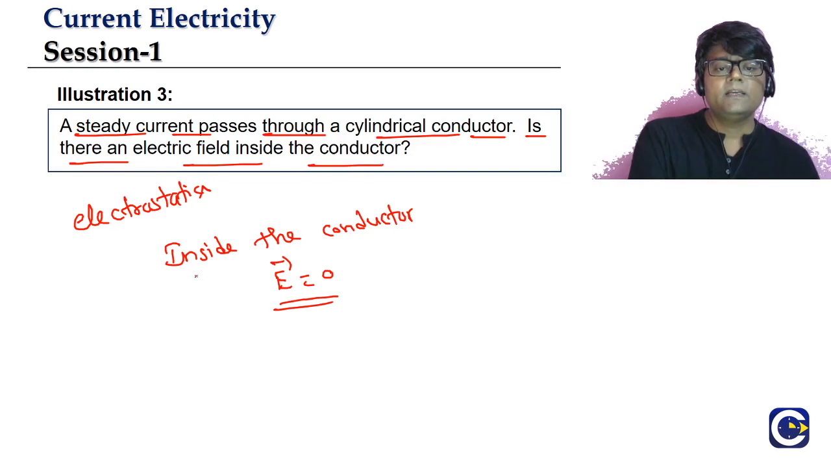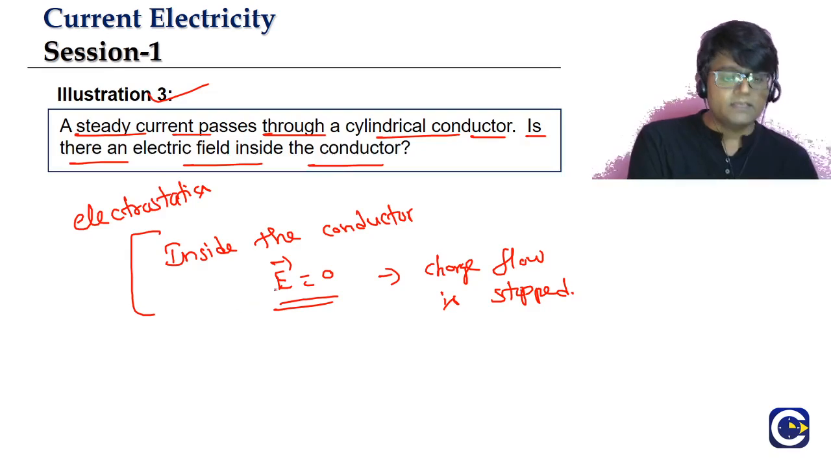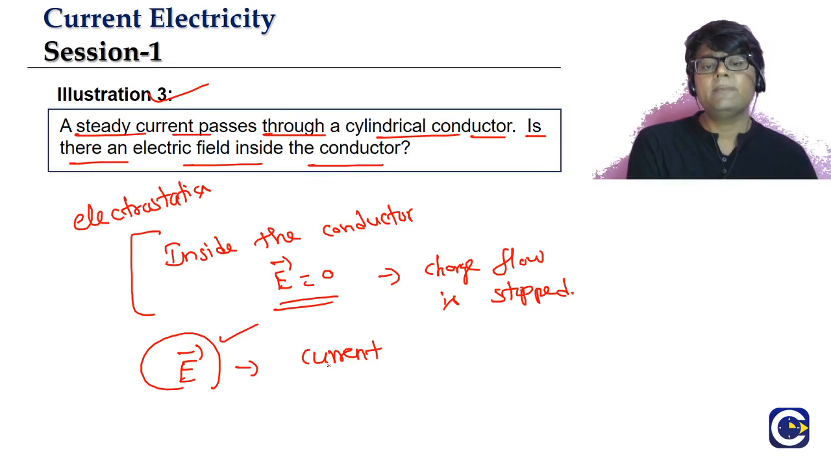But when the charge flow is stopped, inside the conductor the electric field is going to be zero, guys. But if there is a steady current, means what? There is a charge flow, then there will be an electric field inside the conductor. So whenever there is a current through the conductor, inside the conductor there is going to be an electric field.